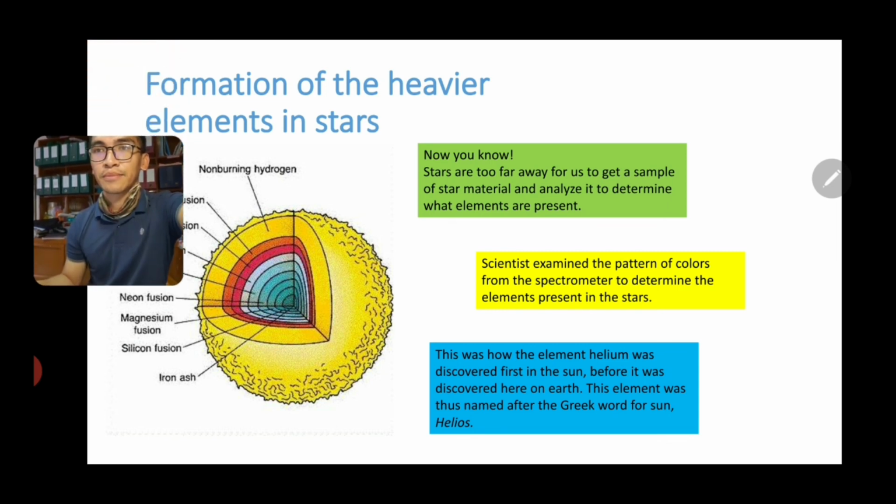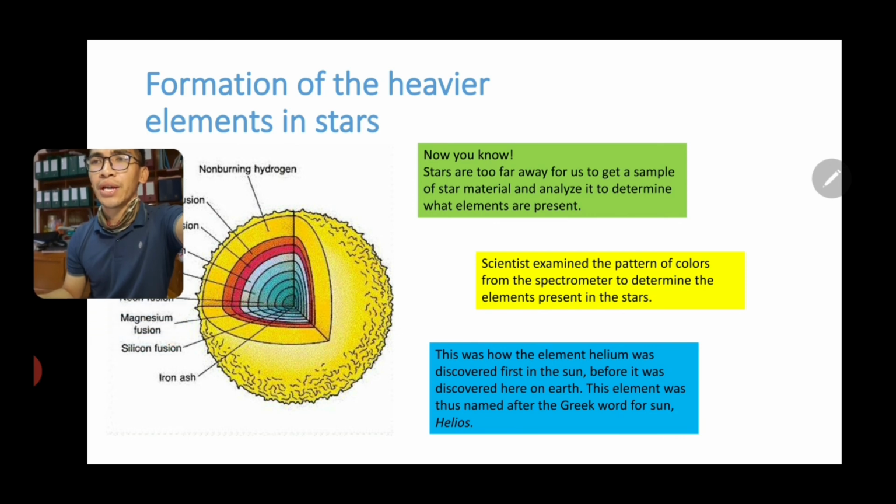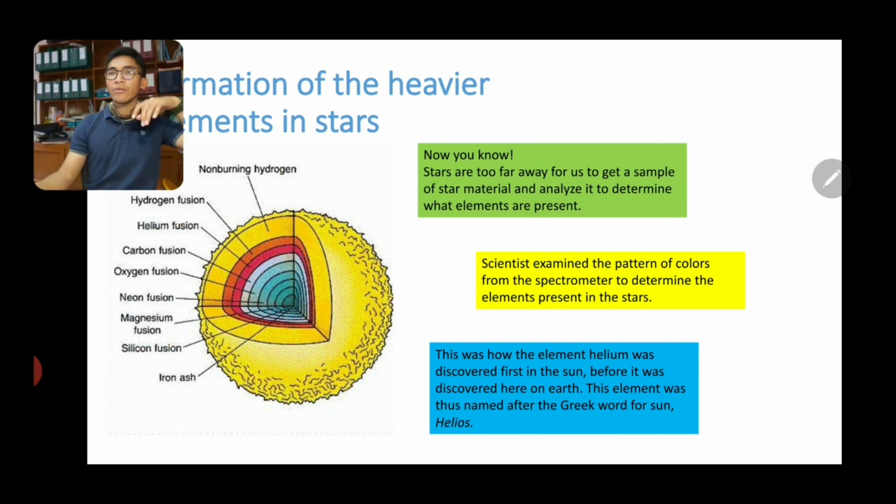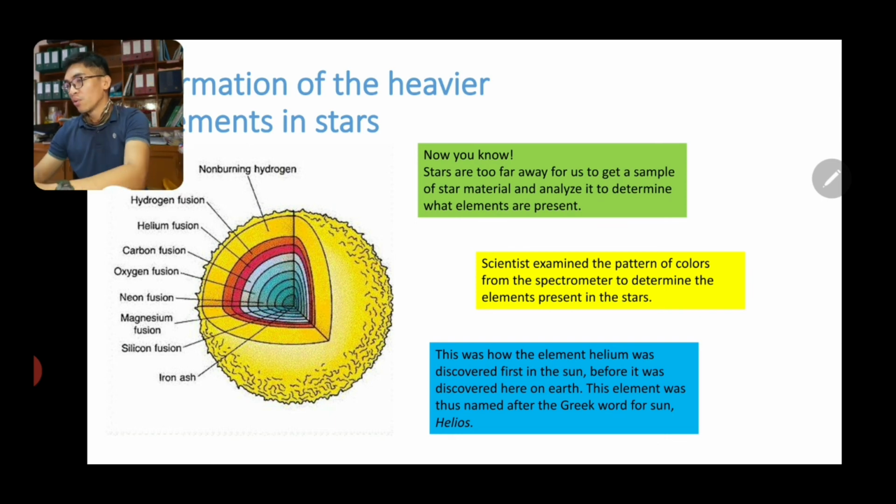So, yeah. Formation of the heavier elements in stars. So if you're looking at the figure like the ball ng crystal, pero it's actually, yeah, ano bang kulay ito? Dilaw? Gold. So sa outer part ng sun, okay, we're looking at the sun, ano? An example sun. So the outer part is the non-burning hydrogen. Hydrogen fusion, helium fusion. What do we mean by fusion?